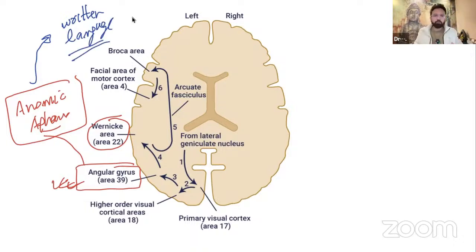Word blindness. If I speak, everything will be understood, but if I give it in writing, nothing will be understood. If I ask what this is, you cannot say this is a watch. Why? Because it is going to the cortex. But for understanding this is a watch, you need Wernicke's area. But angular gyrus is gone. And this is the most common question asked nowadays in your examination.